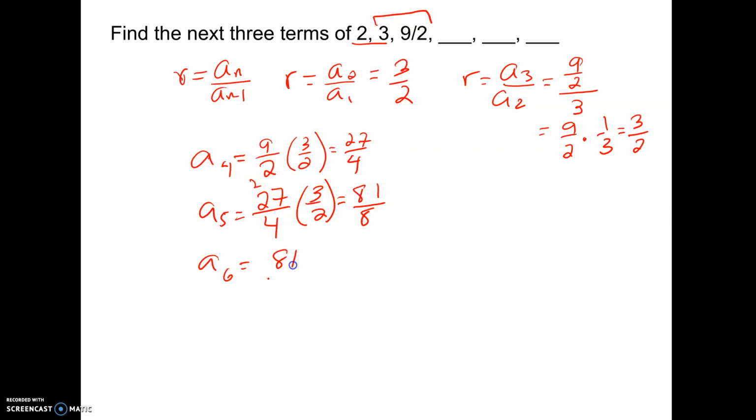A sub 6, take 81 over 8, multiply that by 3 halves. On the bottom I have 16. And then 81 times 3, well, that's 243. So we have 27 over 4, 81 over 8, and 243 over 16. And those are my next 3 terms.